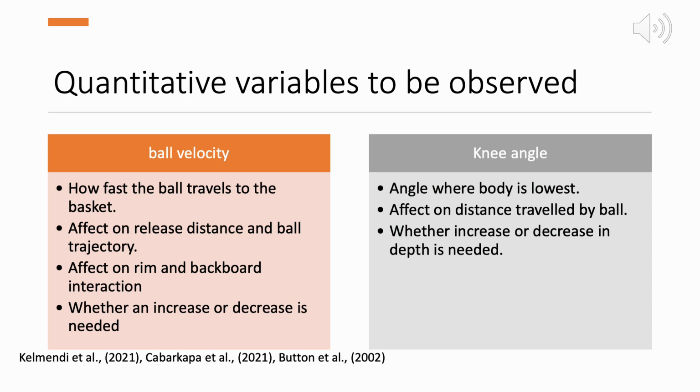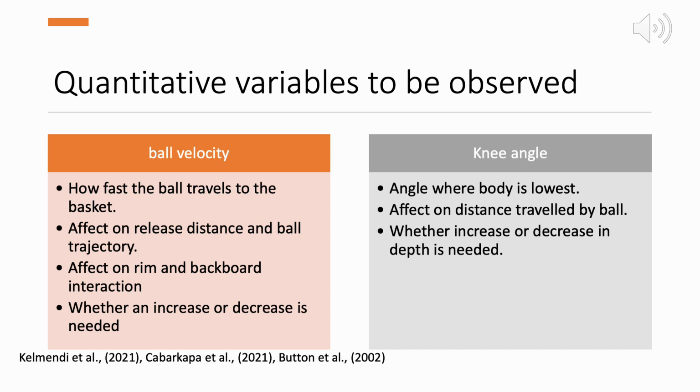The quantitative variables that are being observed are ball velocity and knee angle. Ball velocity refers to the biomechanical principles of force and speed of release. This will be observed in order to calculate how fast the ball travels and how it affects the ball's interaction with the rim and backboard. Whether the ball needs to be launched at a higher or lower velocity will also be observed. The ball velocity of the participant will be observed and compared to a proficient shooter's ball velocity.